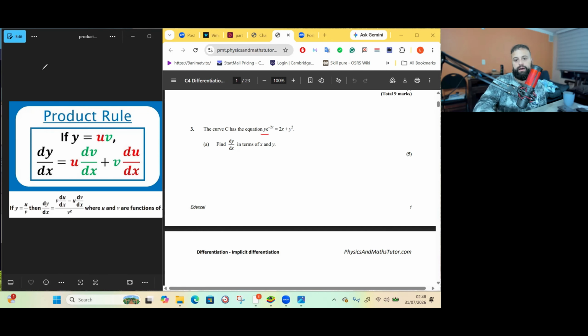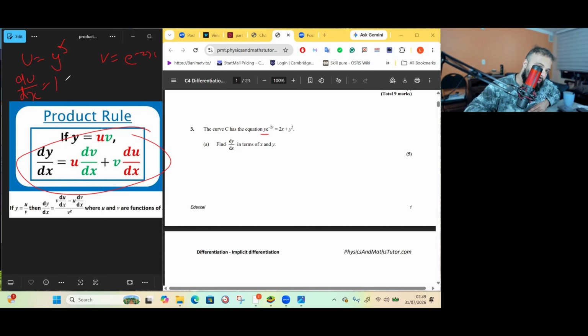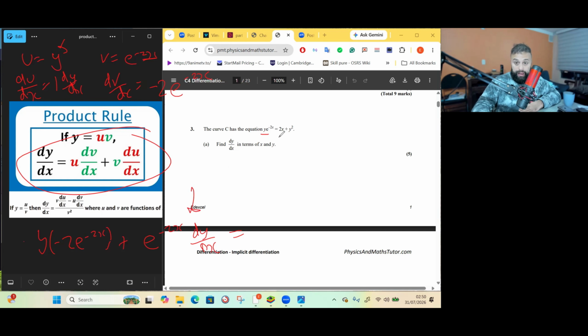So I'll try question number 3. We'll try this side, and we'll make our u equal to y, and my v equals e to the power of minus 2x. We do the product rule, which you see over there. So du by dx, we differentiate with respect to y, so that's 1, but we put the dy by dx over there. And when we differentiate this, the derivative of minus 2x is minus 2. So we've got minus 2 e to the power of minus 2x. And then we just plug it in. So this is the answer down there. Now what we have to do is differentiate the right-hand side.